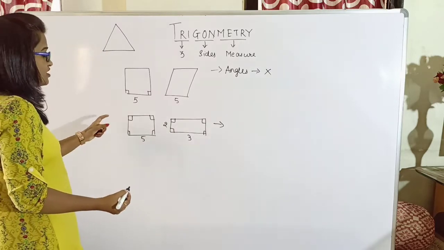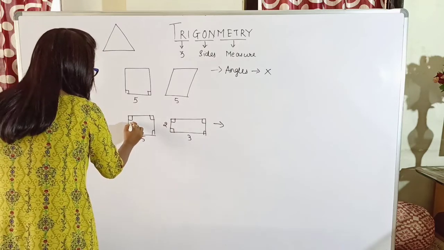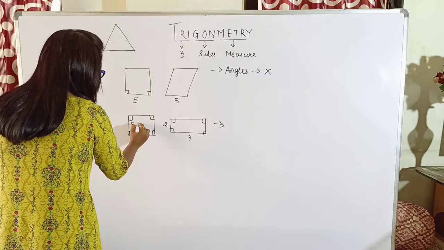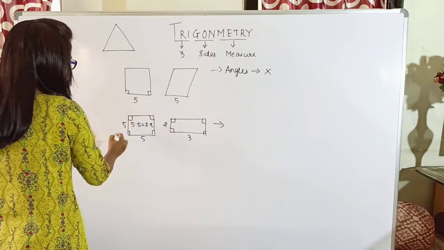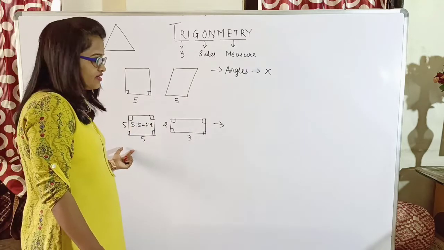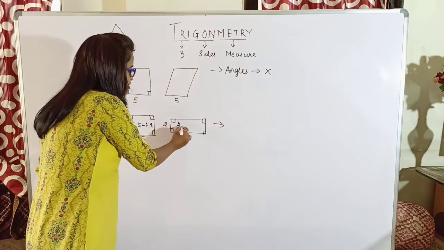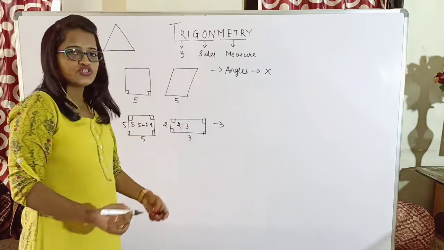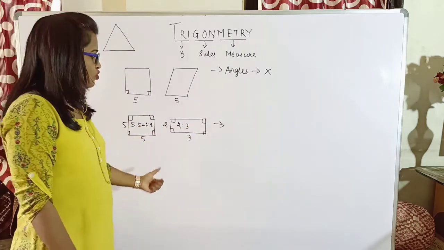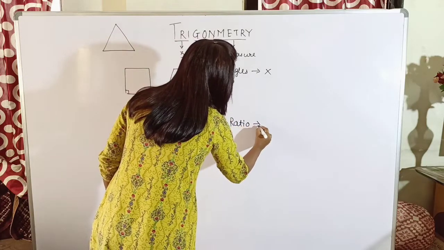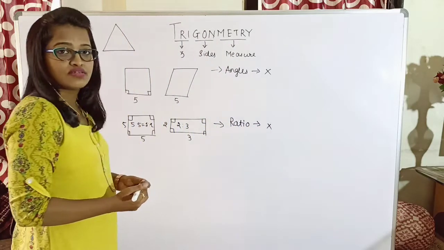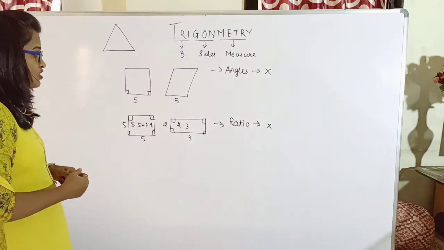Let us see what the ratio between the sides is. If I look here, the ratio between the sides is 5:5, that is 1:1, if I consider these two sides. Similarly here, what is the ratio? It is 2:3. Is the ratio the same? No. Since the ratios of sides are not the same, the two figures are not similar, isn't it? So what does it mean?